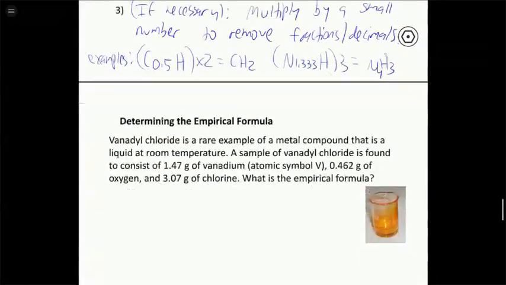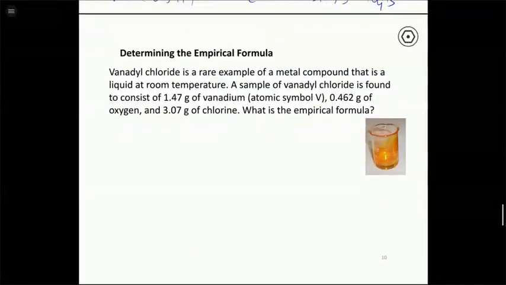Alright, so let's do some examples of this. If we have this compound here, vanadyl chloride, it's a metal compound with vanadium, and it's actually a liquid at room temperature, so kind of rare. And a sample of this compound is found to consist of 1.47 grams of vanadium, 0.462 grams of oxygen, and 3.07 grams of chlorine. What is the empirical formula? Alright, so again, this is an example where I'm giving you absolute masses of all the elements that make up that compound, and we want to convert that into an empirical formula.